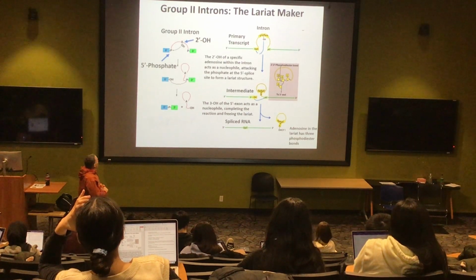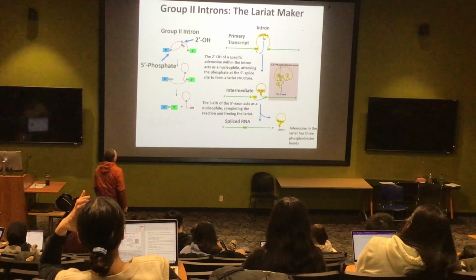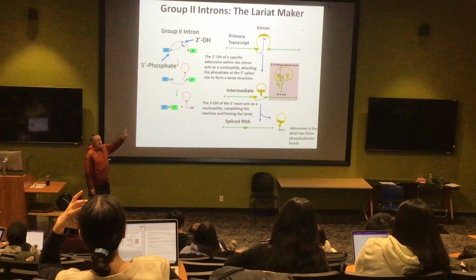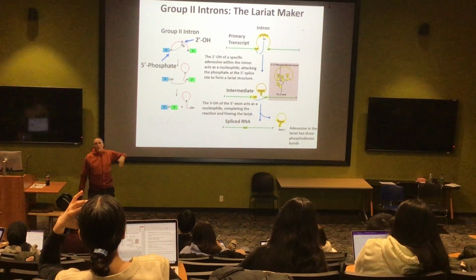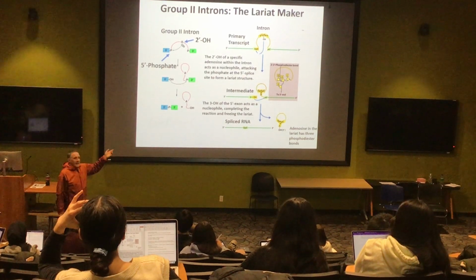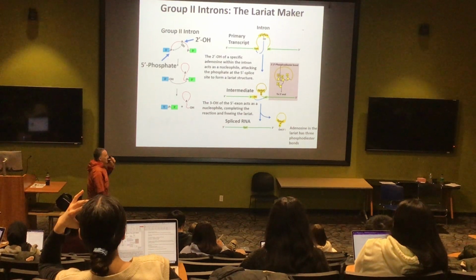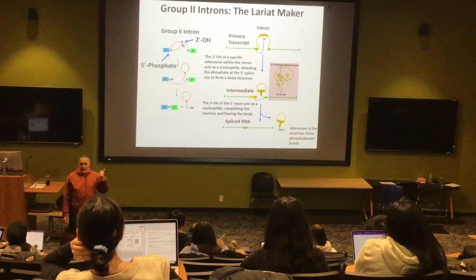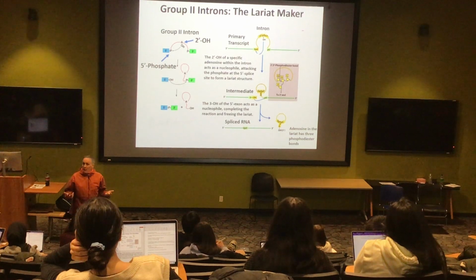So that means we need a nucleophile to get the whole process started. What is that nucleophile? Well, in the case of group 2 introns, that nucleophile is going to be an internal base that is present within the intron called the branch point adenine. You can see here, we have the branch point adenine. That is going to be the nucleophile. That is a very problematic nucleophile, and the reason is, remember back in the group 1 intron, we had the 3' hydroxyl group free that made a very good nucleophile.